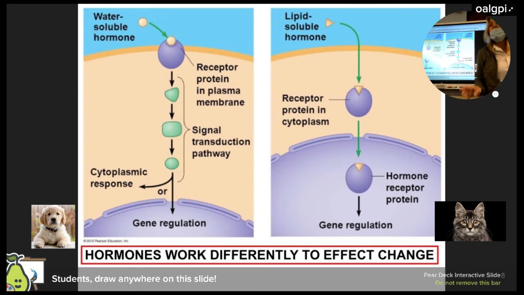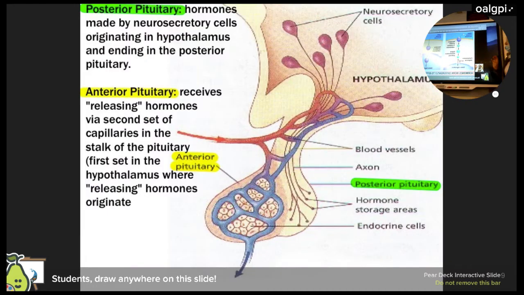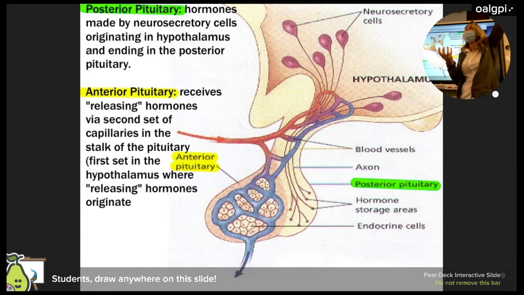Okay, and then this is where I inserted a little bit about the posterior pituitary and the anterior pituitary. So I'm just going to reiterate the posterior pituitary here. The neurosecretory cells can reach all the way into the posterior pituitary, and the hypothalamus makes the hormones the posterior pituitary secretes. It stores them. Then another set of neurons actually reaches into the posterior pituitary and tells it, now release these hormones now.